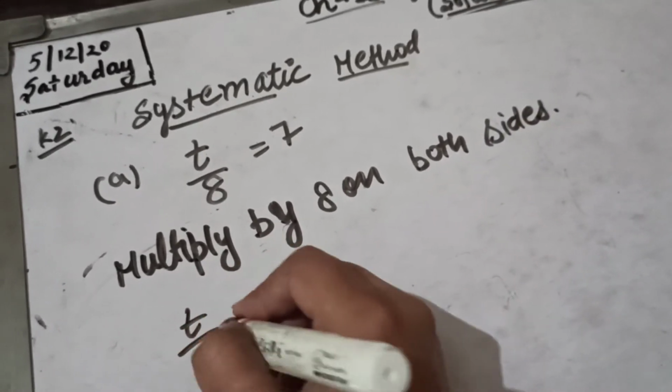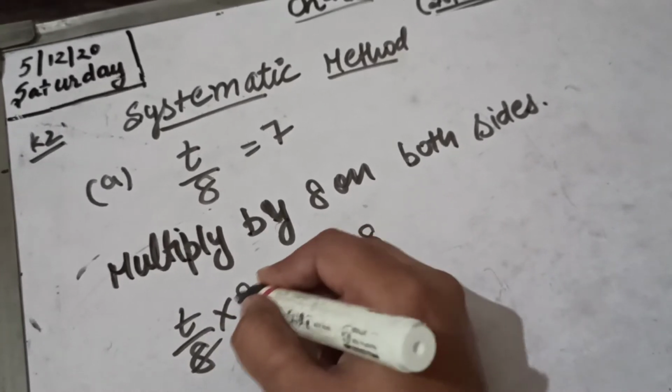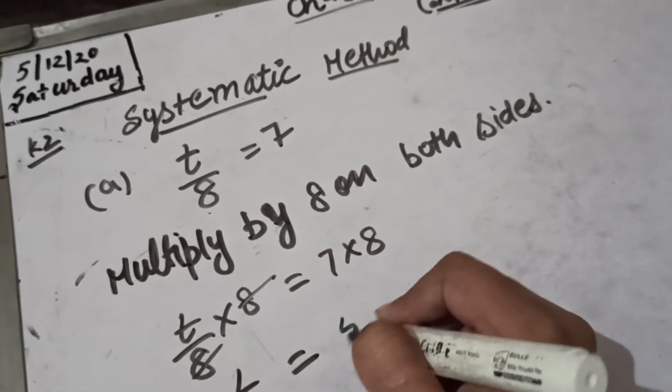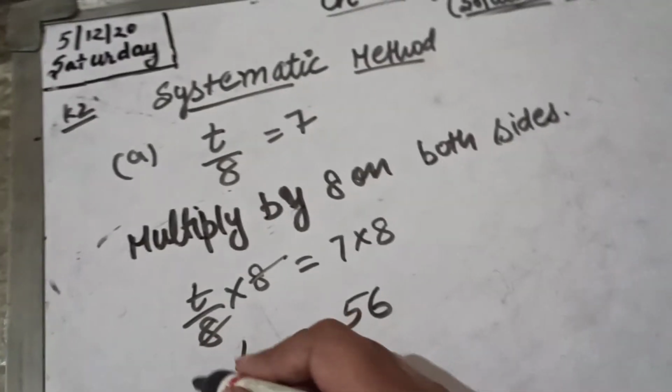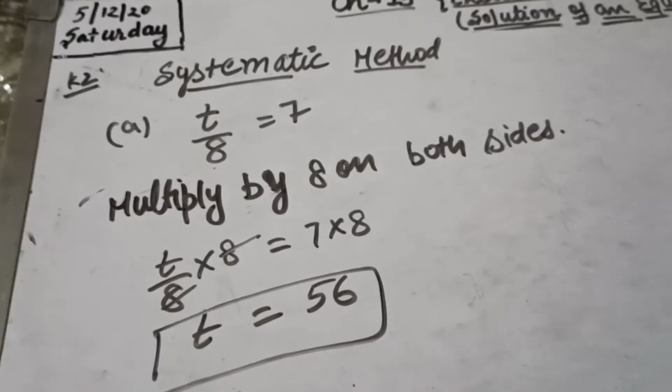T by 8, multiply with 8, and 7 multiply with 8. 8 cut by 8, t equals 7 times 8, which is 56. Right? And the solution of this equation is 56.